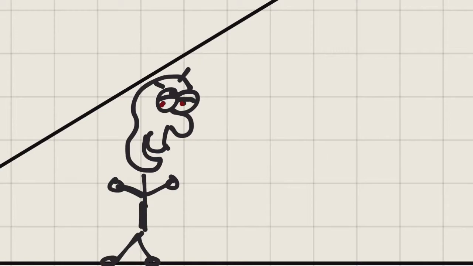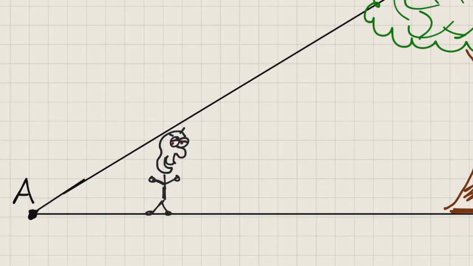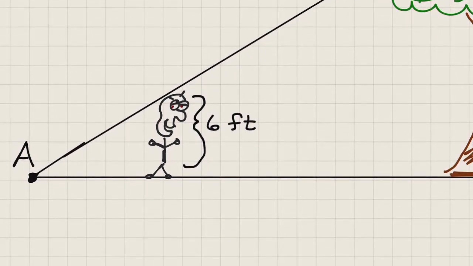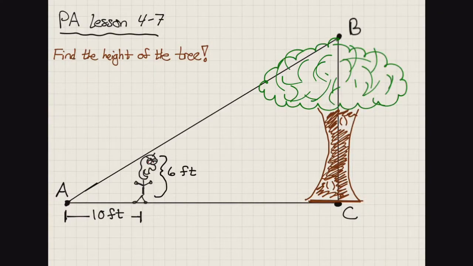All right. I'm going to tell you right now that this person has a height of 6 feet. And I'm also going to tell you that the person from point A is a distance of 10 feet. Okay, so from point A to the person is 10 feet. That's what we have so far.